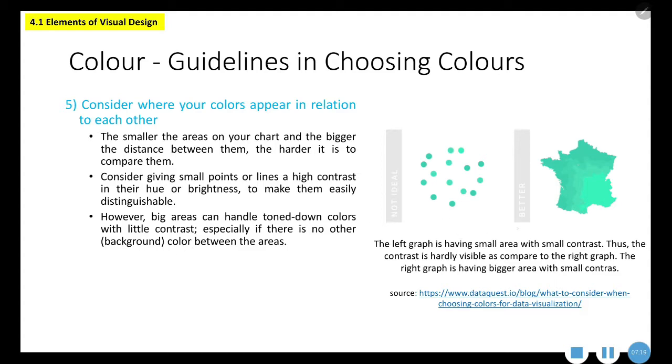So in this case, the left graph has a small area with a small contrast. Small area meaning that the color is just that dot, so the area is small. And thus the contrast is hardly visible as compared to the right graph. You cannot really see the contrast between one dot and another dot because it's using a gradient color. The right graph here has a bigger area with a small contrast. So this is more readable than this representation.